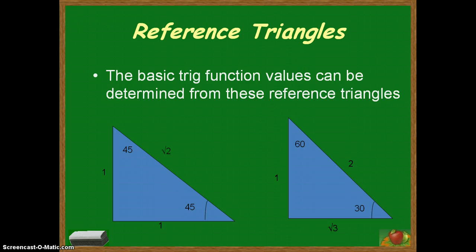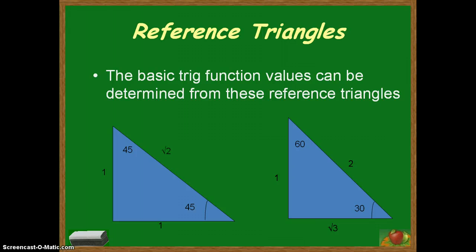Reference triangles. Useful to determine basic trig values. On the left, you see a triangle. It's an isosceles right triangle, meaning it's a right angle with two congruent sides. Therefore, the angles are 45, 45, and 90. If I just arbitrarily pick two values for the congruent sides, it doesn't matter what, but let's say I call them each 1, then the hypotenuse would be the square root of 2.